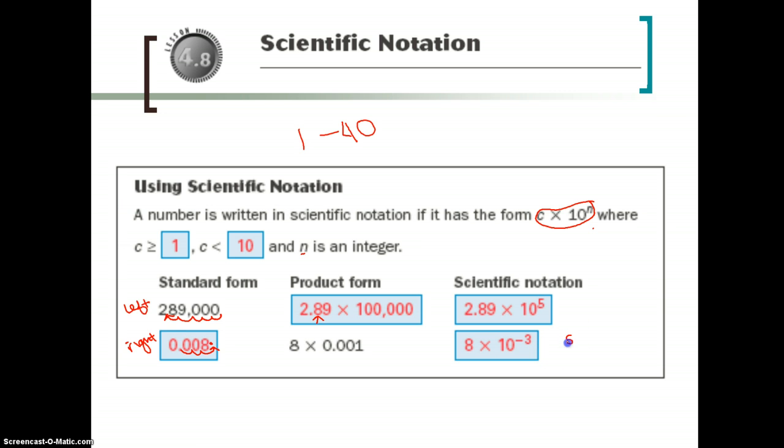Just remember that if it's a small number, smaller than 1, then it's going to be a negative exponent. If it's a big number, then it's going to be a positive exponent.